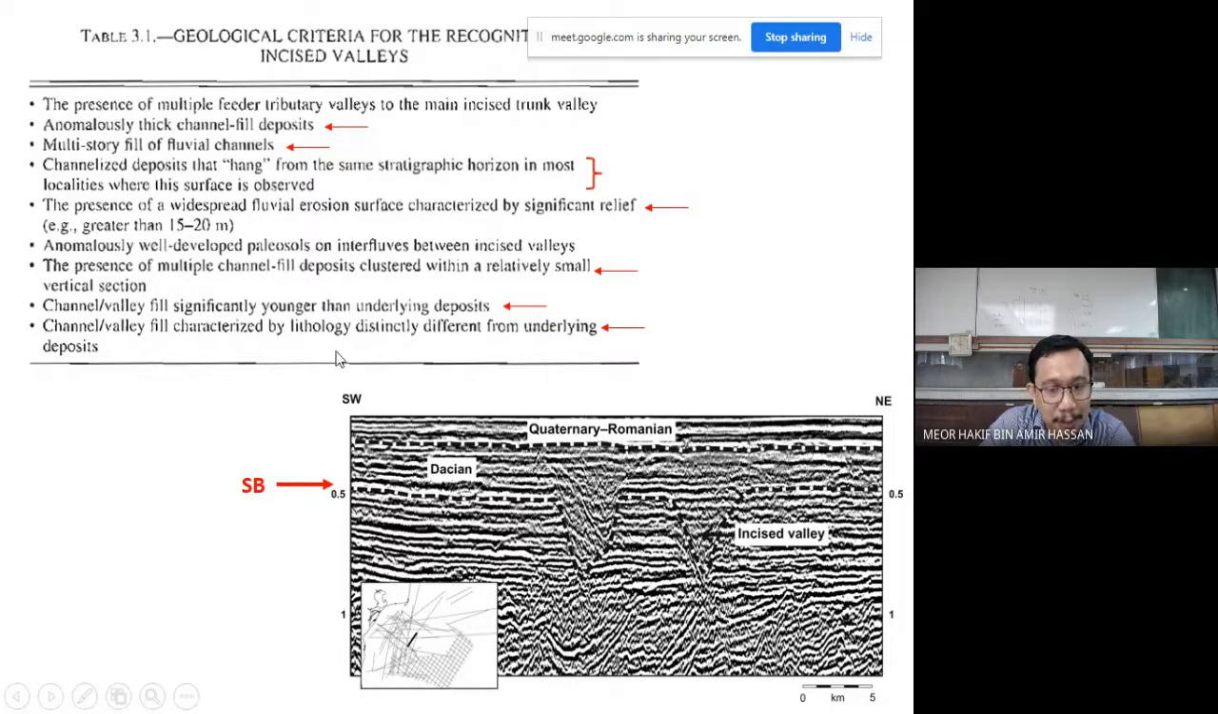Channel valley fill characterized by lithology distinctly different from the underlying deposit. Well, here we don't see the rocks, but looking from the seismic character here, it's very different, right? This is more straight and continuous. This is more chaotic, and it's going everywhere here. So most likely it's a different kind of lithology. So mark here is your SB.